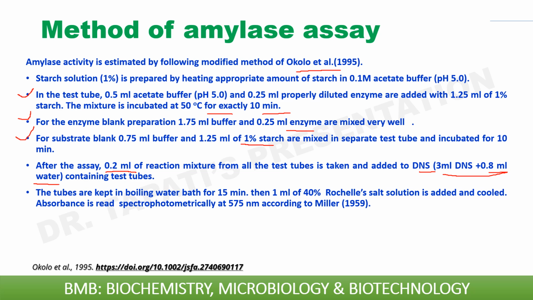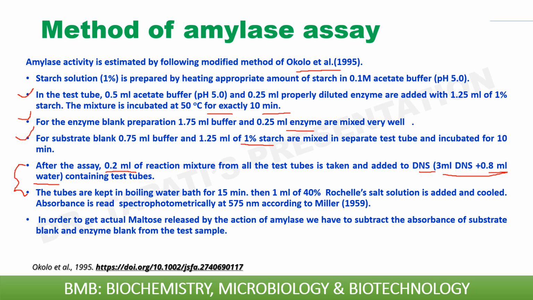Now the tubes are kept in a boiling water bath for 15 minutes. Then 1 ml of 40% Rochelle salt solution is added and cooled. So it is the Miller method. Absorbance is read spectrophotometrically at 575 nanometer according to Miller 1959. So these last steps are for the DNS method in order to get the reducing sugar content in the reaction mixture. Here we are measuring maltose content.